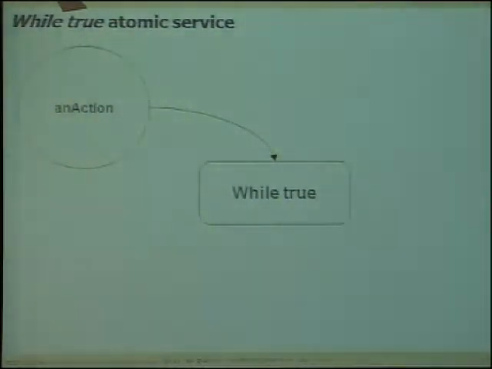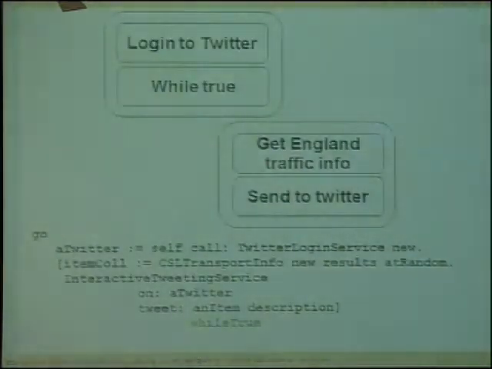I also have a specific type of atomic services, what in my system are called atomic services. Actually, control flow constructs are not hard-coded in the framework. They can be added according to the requirements of the end users. So here, a while true is also a contract, or an atomic service. The example is: log in to Twitter, and while Twitter returns true, execute two simple actions, get the traffic info and send to Twitter. So let's go to the demo.